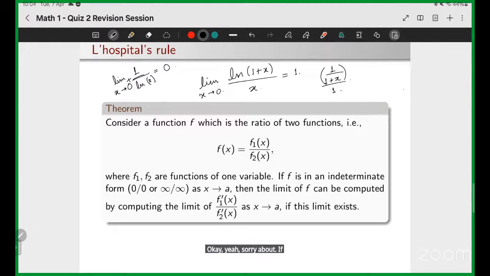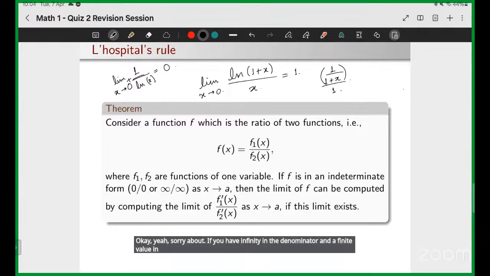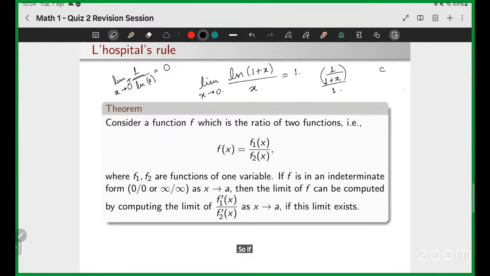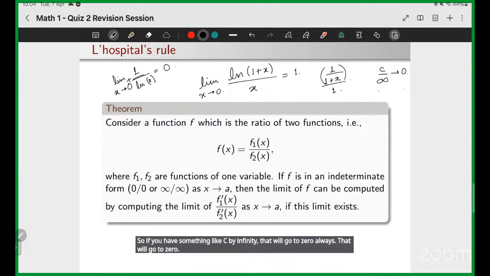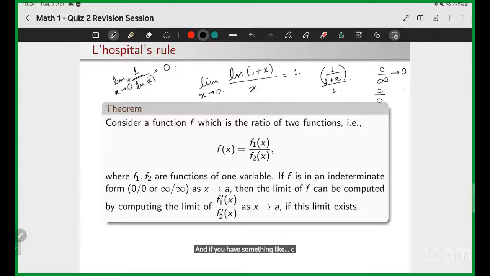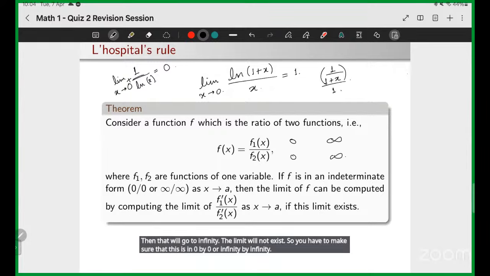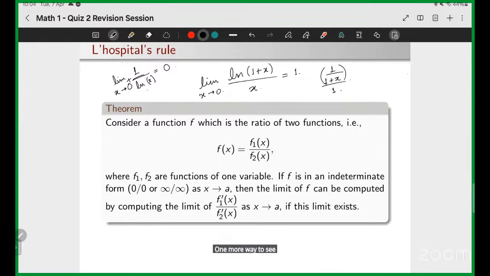If you have infinity in the denominator and a finite value in the numerator, then your limit is 0. So if you have something like c by infinity, that will go to 0 always. And if you have something like c by 0, then that will go to infinity. The limit will not exist. So you have to make sure that this is in 0 by 0 or infinity by infinity. One more way to see that this actually goes to 0 is you can write this as log 1 by log x, which you can write as log 1 minus x. So that also works.